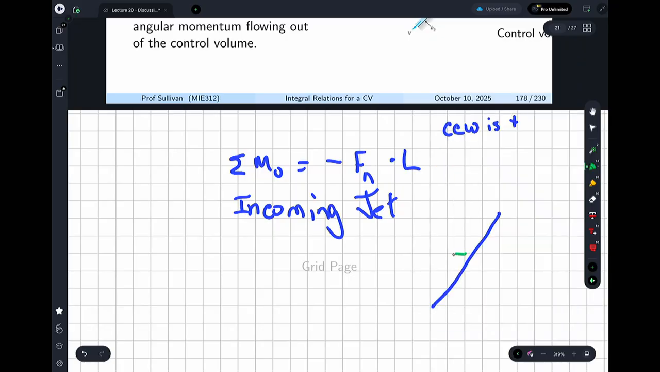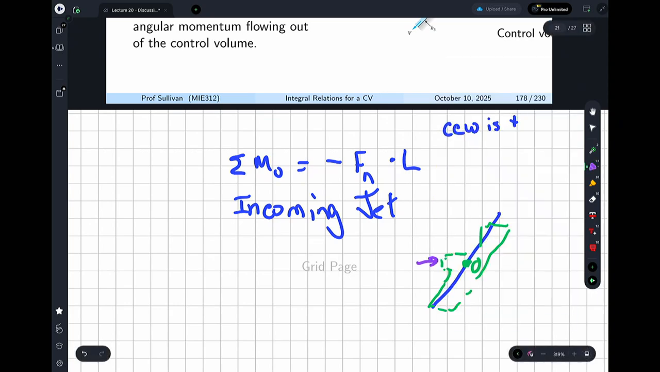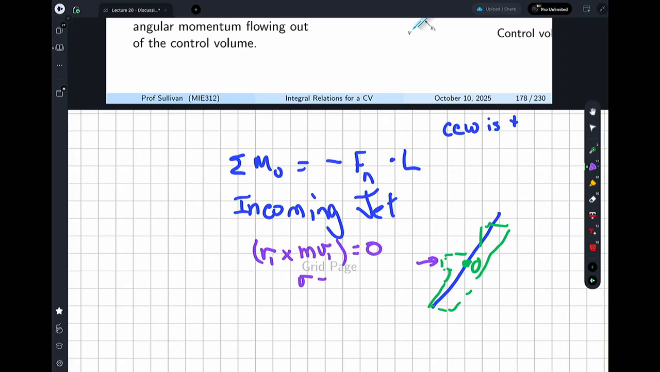If you look at the control volume, I'm going to define O as some point here, but the jet that is incoming on it is acting at 0 moment arm away from point O. So R is equal to 0 in that case. So it's just hitting that center, and if it's hitting the center, it can't cause moment.